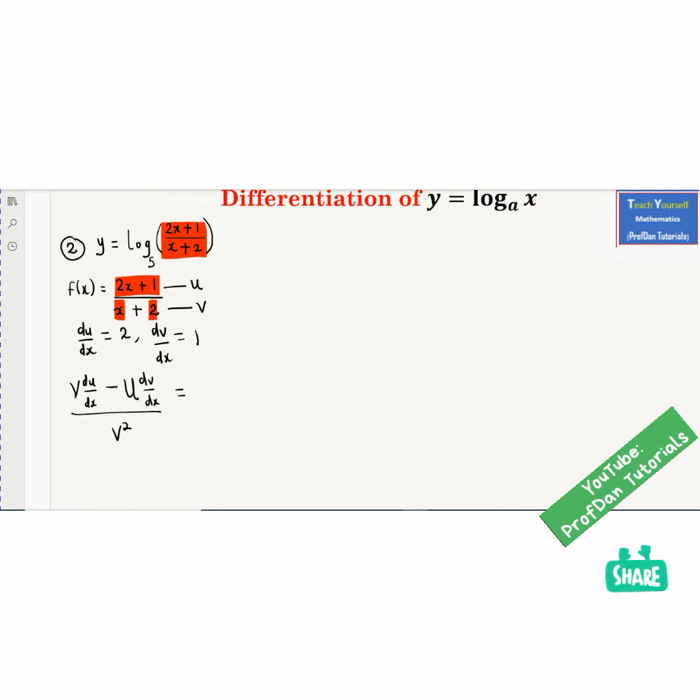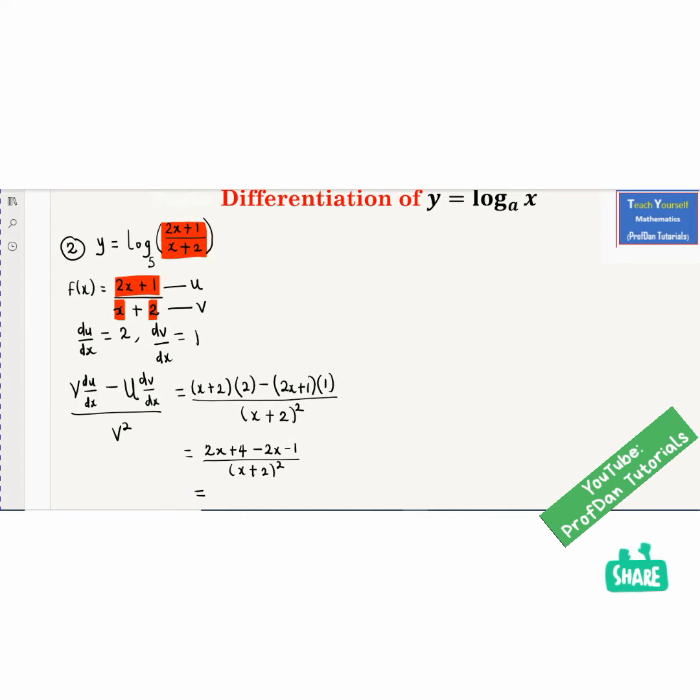So quickly just substitute all you've got. Our v is x plus 2, du/dx is 2, minus u, we have 2x plus 1, dv/dx which is 1, all divided by v squared. So we have x plus 2 all squared. Simplify this further without wasting time.